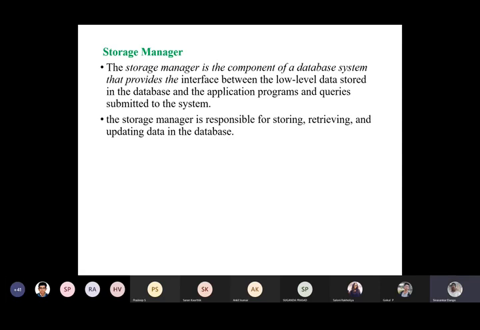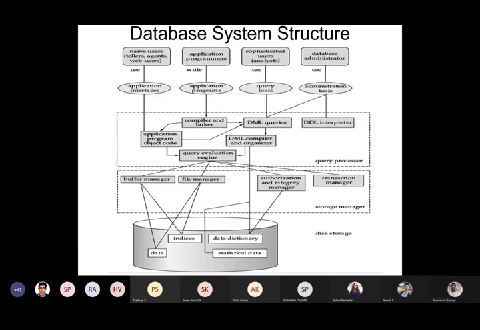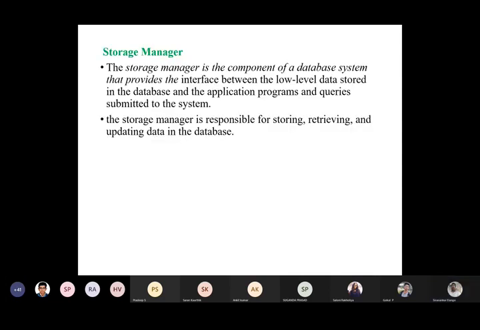If you look into any database system structure, we have two components. One is the storage manager component, and the other is the query processor component. The storage manager is the component of a database system that provides an interface between the low level data that is stored in the database and application programs and queries that are submitted to the system.